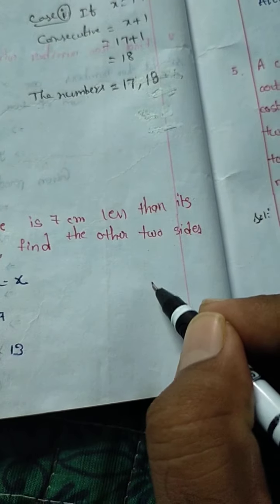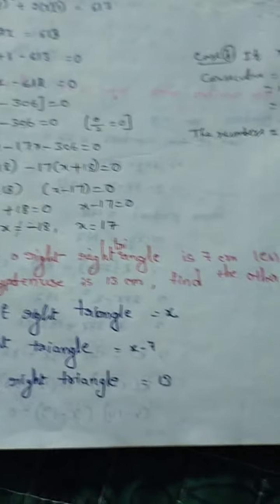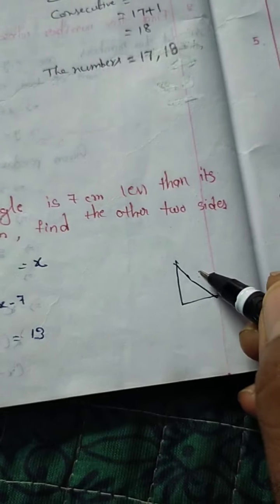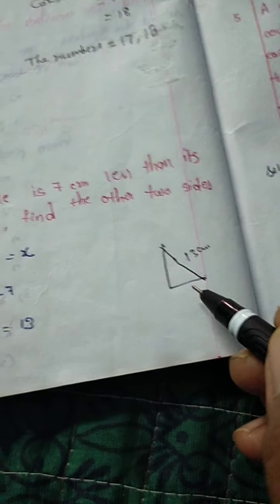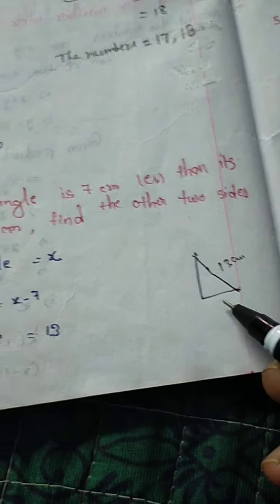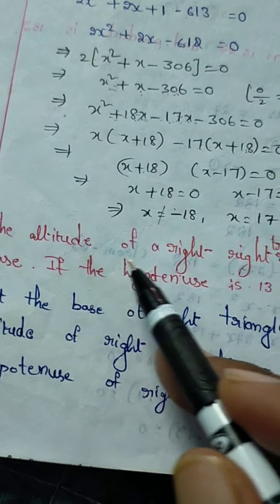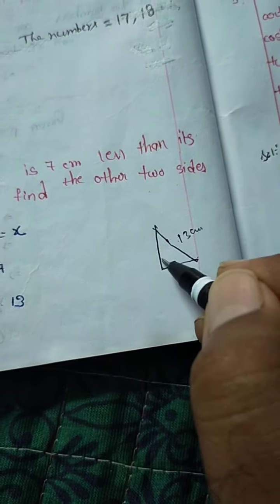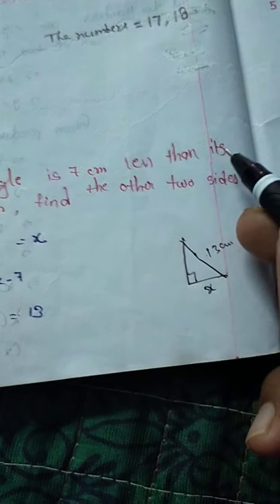Actually, this is the right triangle, and this is the hypotenuse, 13 centimeters. Suppose this is the base, x, and this is the altitude of the right triangle. The altitude of a right triangle is 7 centimeters less than its base.